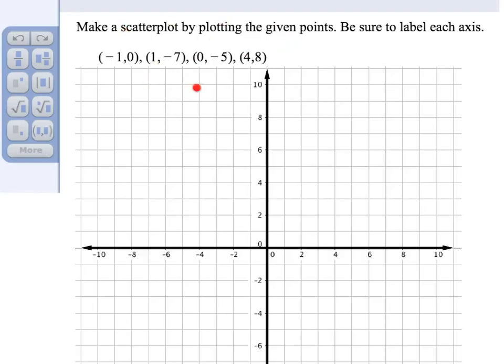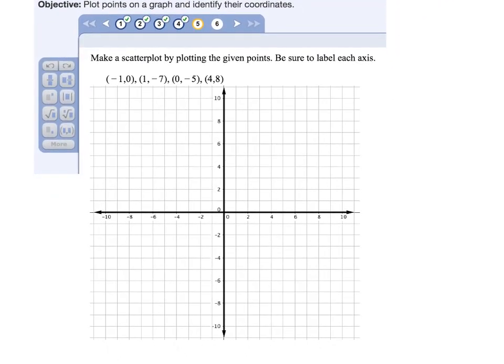So here we're going to be doing another scatter plot for these 4 points. And I'm going to zoom out. And so the idea is right here, negative 1, 0. So that means we're going to go to the left 1, but we're not going to go up or down. So it's going to go right here. So there is our negative 1, 0. Then the next one is 1, negative 7. So that means we're going to go to the right 1 and down 7. So that's going to go right there. So that's 1, negative 7.